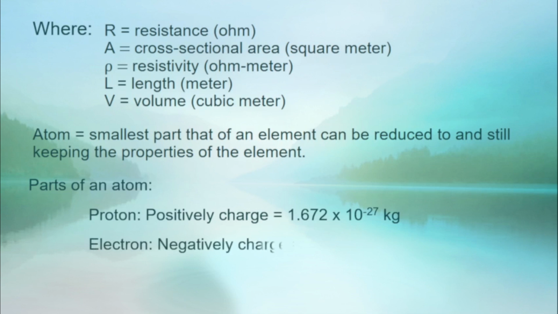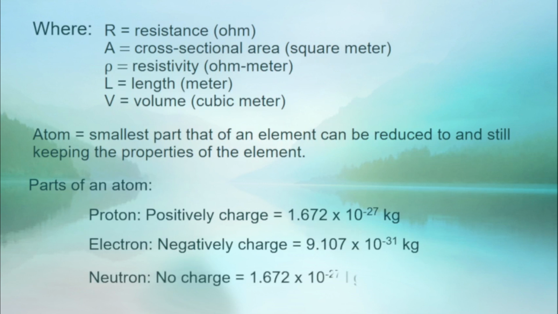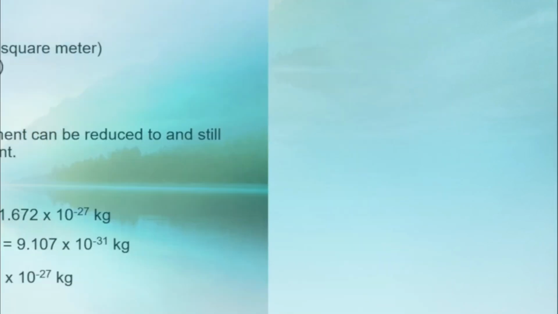Electron, negatively charged, which is equal to 9.107 times 10 to negative 31 kilograms. Neutron, no charge and equal to 1.672 times 10 to negative 27 kilograms.